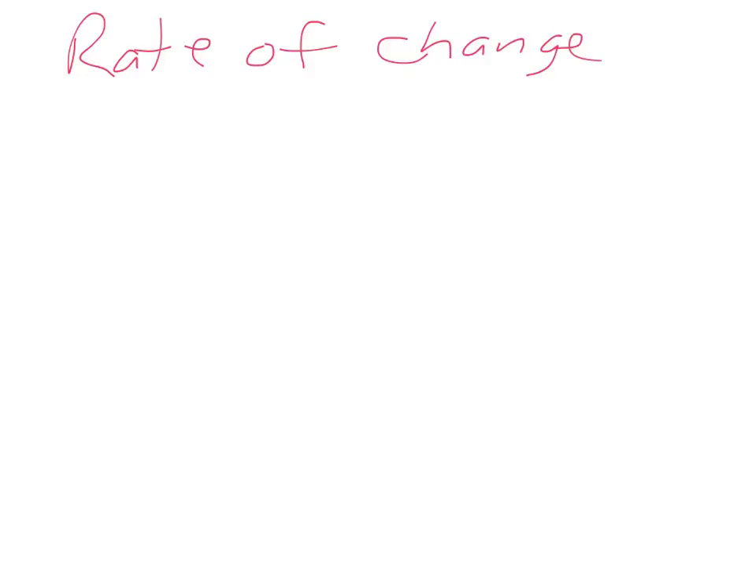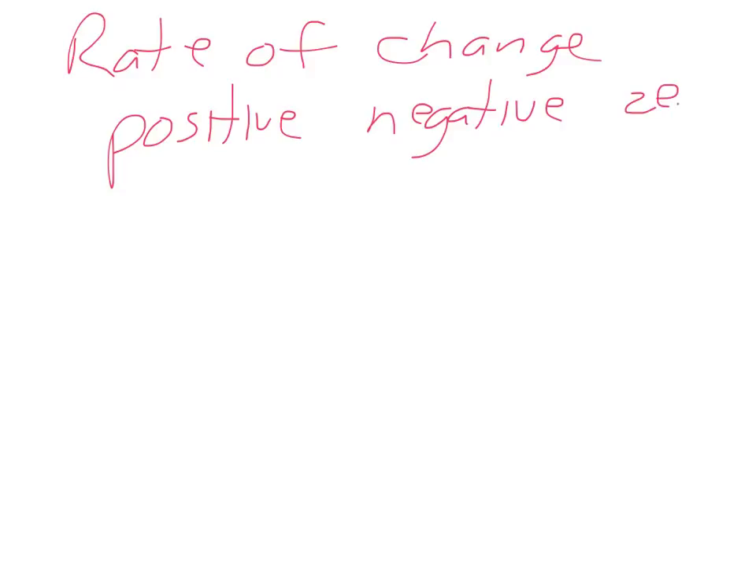And let's talk about, there are 3 types of rate of change. There's a positive rate of change, there's a negative rate of change, and there's a 0 rate of change. In real life, positive rate of change means we have an increase, a negative would mean a decrease, and a 0 will show no change whatsoever.